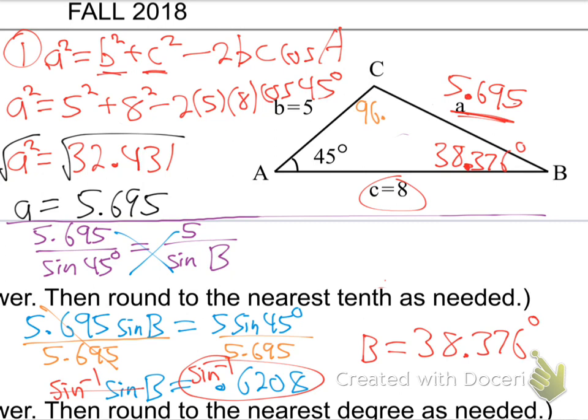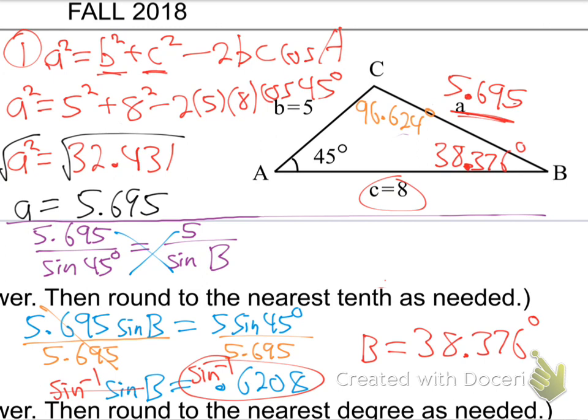96.624. Does it want the angle rounded to a certain number? I think it wants whole number. Round to the nearest degree. So for the degrees, it wants the whole number degree. It wants one decimal place for the sides, whole degree for the angles. But remember, along the way, you've got to use like 3 places, even though the final answer we're going to round more strictly.